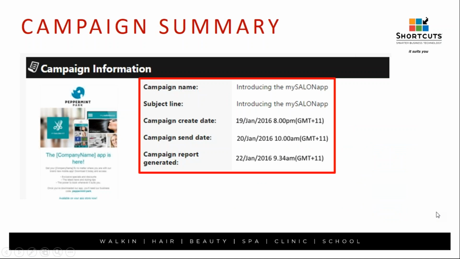it would show you something like this. So you'd see the campaign name, the subject line, the date it was created, and when it's actually been going out.